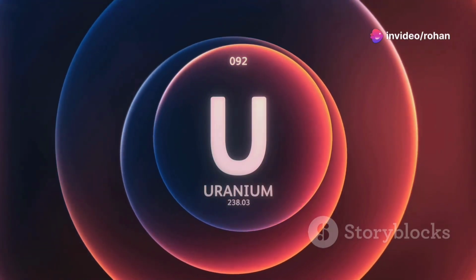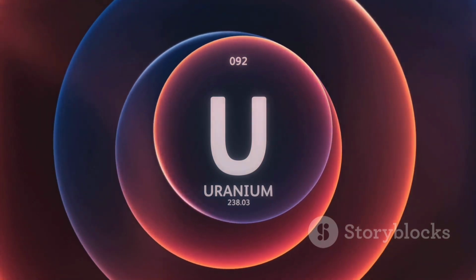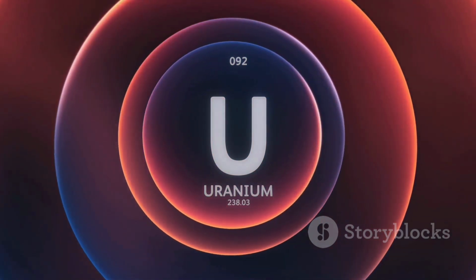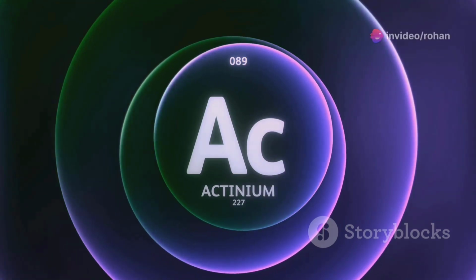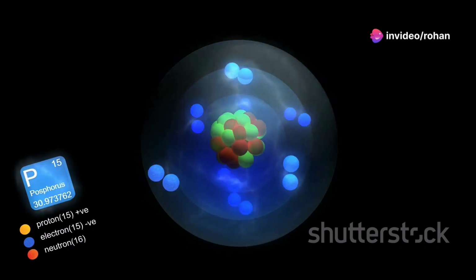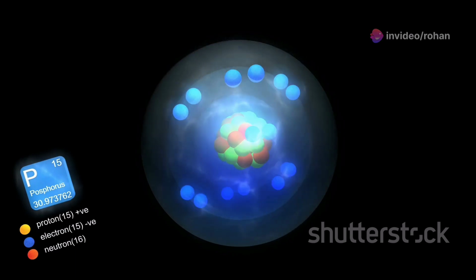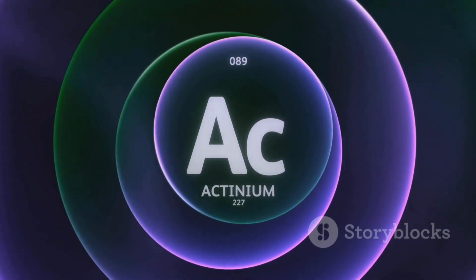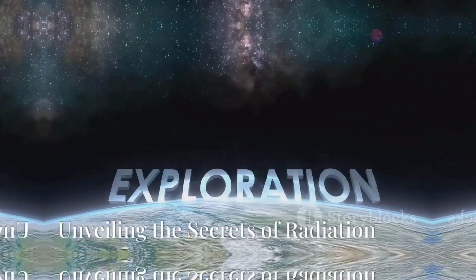Elements like uranium and radium are examples of radioactive elements that emit alpha particles during their decay. These heavy elements have large, unstable nuclei. When an atom undergoes alpha decay, it ejects an alpha particle. In doing so, the atom transforms into a different element with a lower atomic number.